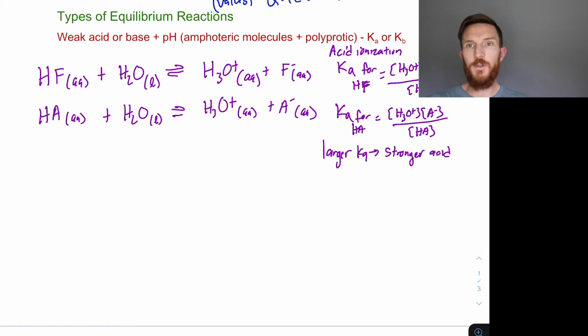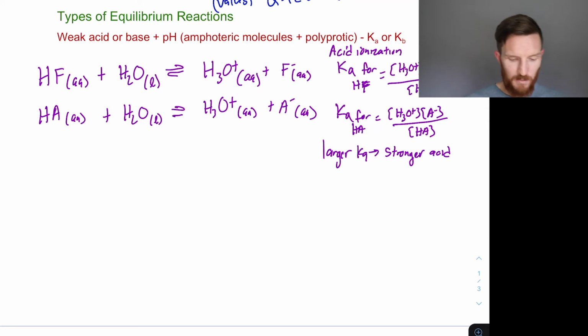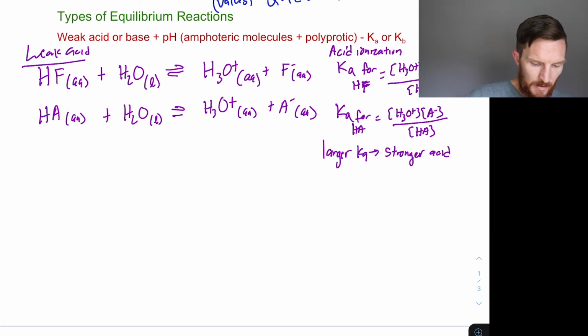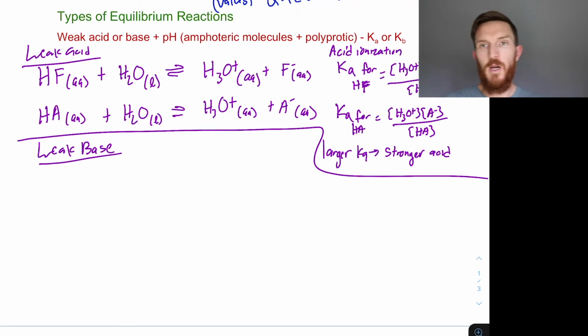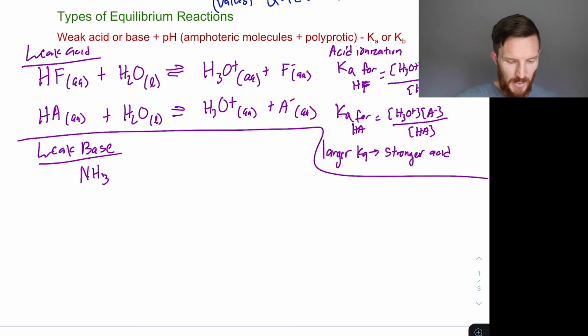Okay, so that's like a weak acid. We also can have a weak base. If we look at a weak base that we experience all the time in nature, that would be ammonia.